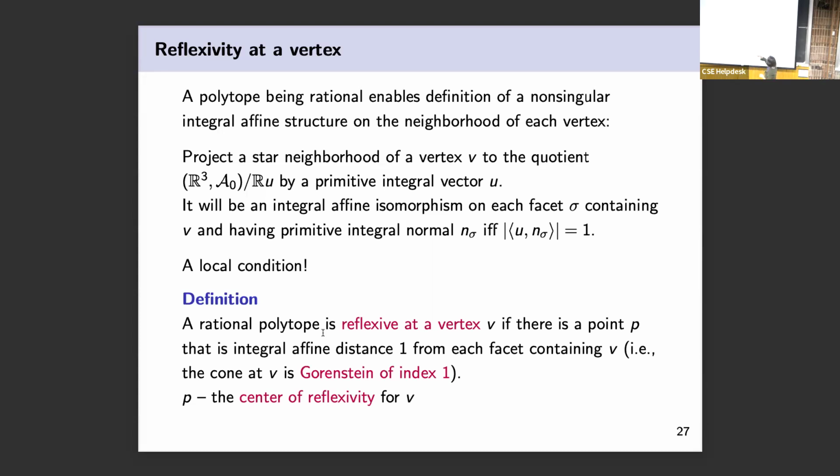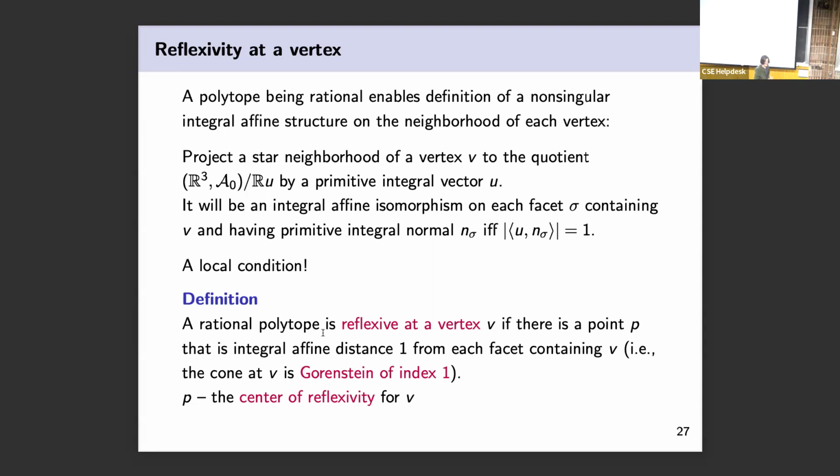So I'm going to quotient by this vector, and in order to have not just an isomorphism, but an integral affine map, I need the inner product of the normal vectors to the facets with this vector that goes from my special point to the vertex to be 1. That's just saying that when you're trying to decide if your polytope is reflexive or not, you look at a vertex and check the conditions on the facets that meet at that vertex. If I have the reflexivity condition, then I have a coherent way to make an integral affine isomorphism from the facets down to the quotient.